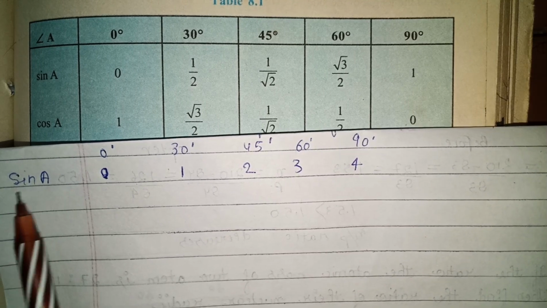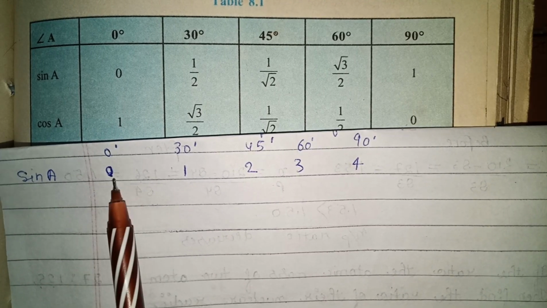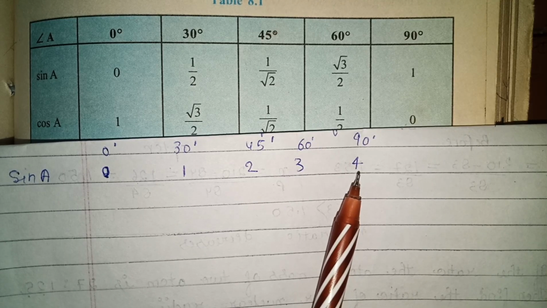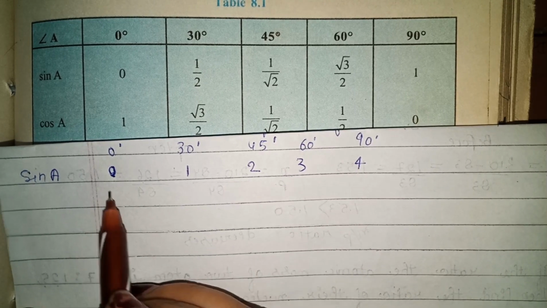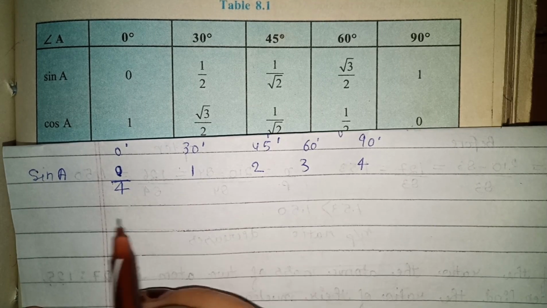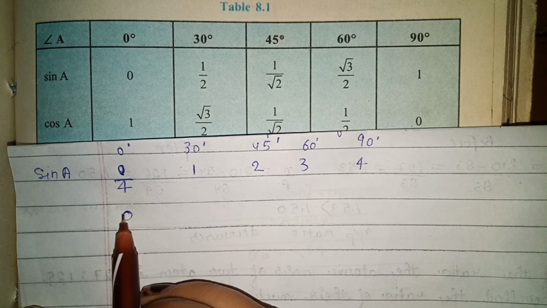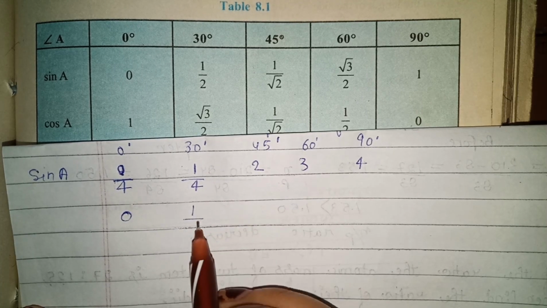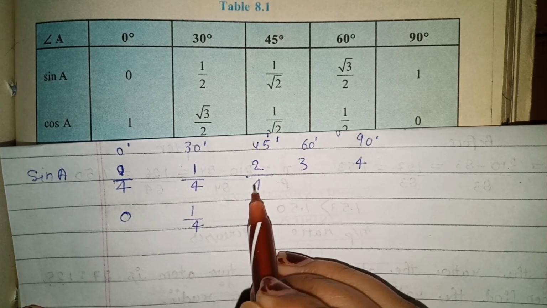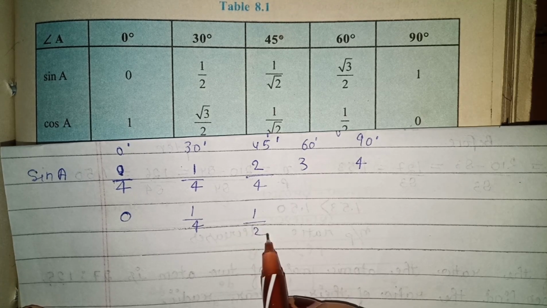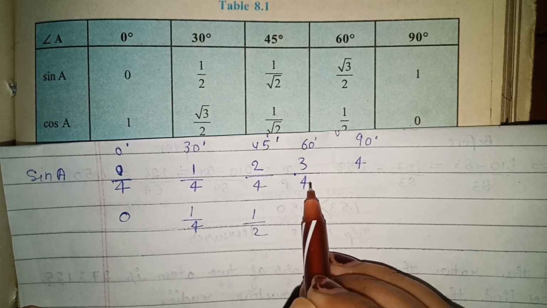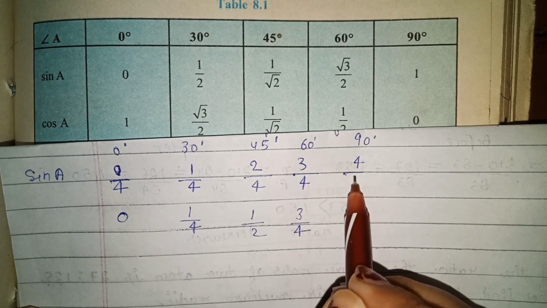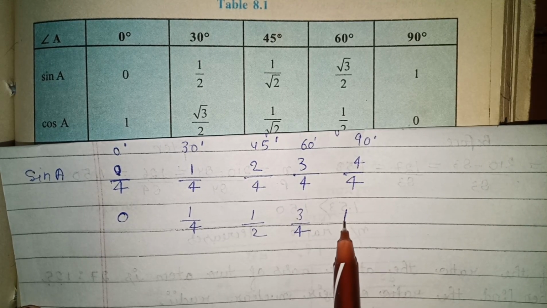So for finding the values of sine A, we just divide these 4 numbers by 4. Now on dividing 0 by 4, I will get the answer as 0. On dividing 1 by 4, I will get the answer as 1 by 4. On dividing 2 by 4, I will get the answer as 1 by 2. Now dividing this 3 by 4, I will get the answer as 3 by 4. Again dividing this 4 by 4, I will get the answer as 1.